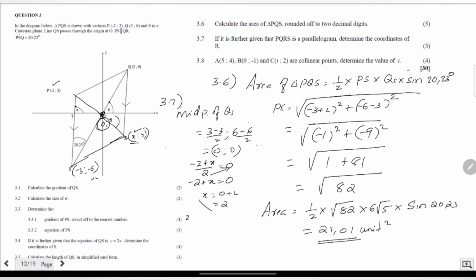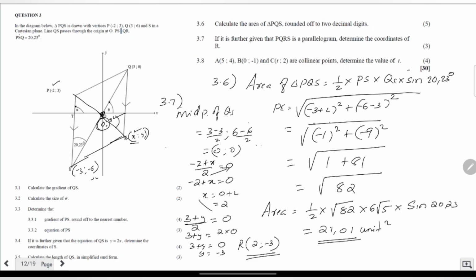Similarly, the Y value: 3 plus Y divided by 2 is equal to, again, the Y value of the midpoint, right? Guys, O is the midpoint of PR, so I'm just using the midpoint formula. That is 3 plus Y is equal to 2 times 0. That is 3 plus Y is equal to 0. That is Y is equal to minus 3. You see that? So the coordinates of R are 2 and minus 3. We got it.